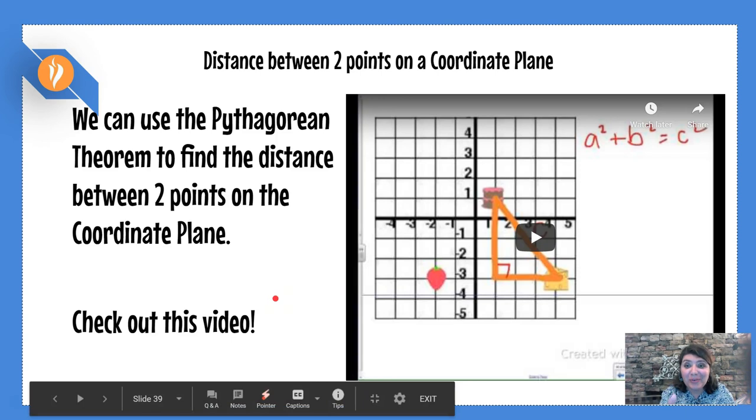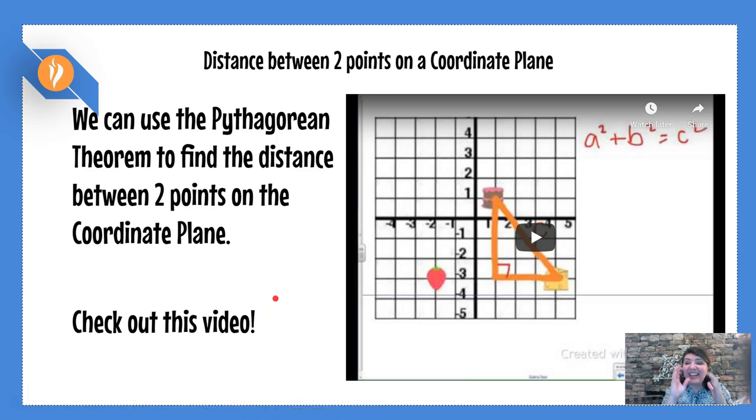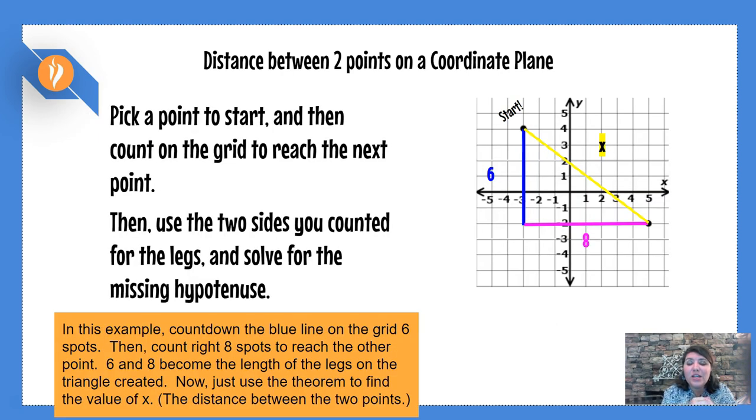All right, so what we're going to do is count on the coordinate grid to figure out the lengths of some diagonals. So let's try this together. If this is what I have, I've got this point here and this point here. You can see them underneath my colored side links there. So we're going to pick a point to start, and you're going to count on the grid to reach the next point. And then you're going to use the two sides you counted for the legs. So in this example, I started at this point. You could have started at this point too. You're going to get the same answer.